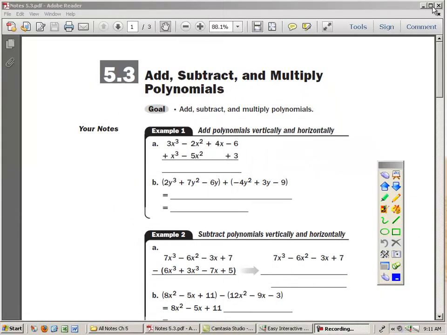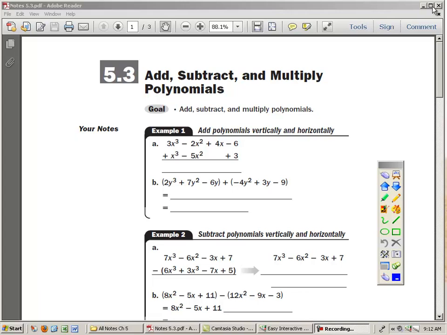Welcome back to section 5.3. We're going to talk a little bit more about adding, subtracting, and multiplying polynomials, using some of the properties we learned in section 5.1 on properties of powers, and also being able to combine like terms. This really should be nothing new.